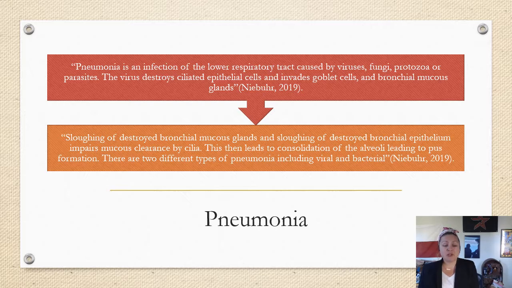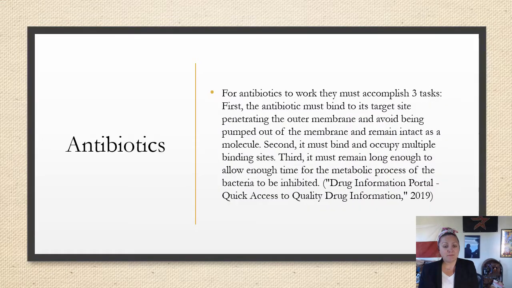Pneumonia is an infection of the lower respiratory tract caused by viruses, fungi, protozoa, or parasites. This virus destroys ciliated epithelial cells and invades the goblet cells and bronchial mucus glands. This then results in sloughing of destroyed bronchial mucus glands and sloughing of destroyed bronchial epithelium that impairs mucus clearance by cilia. This then leads to the consolidation of the alveoli, leading to pus formation. There are two different types of pneumonia, including viral and bacterial. For antibiotics to work, they must accomplish three tasks.